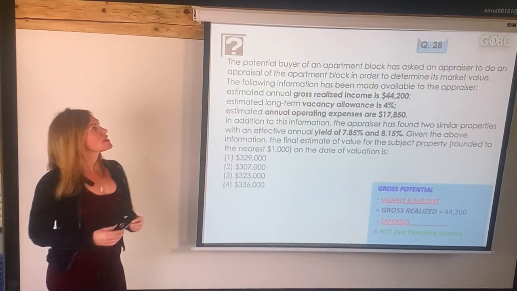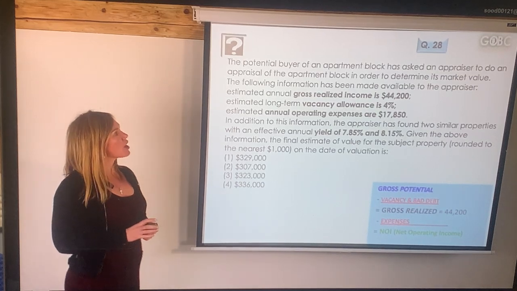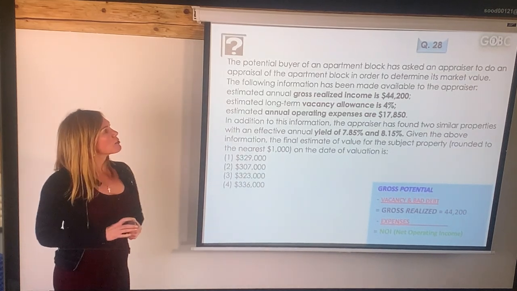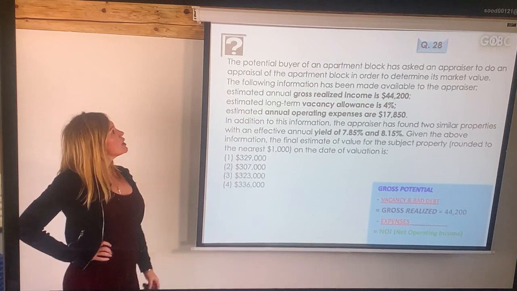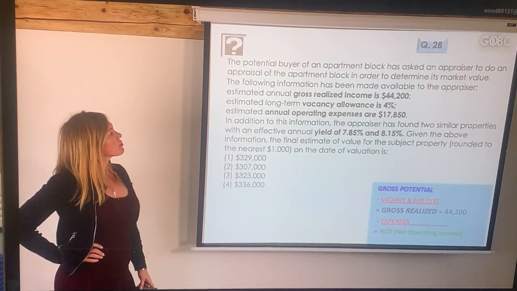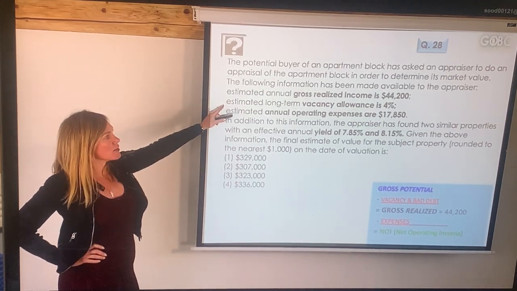Question 28. The potential buyer of the apartment block has asked an appraiser to do an appraisal of the apartment block in order to determine its market value. The following information has been made available to the appraiser. Estimated annual gross realized income is $44,200.